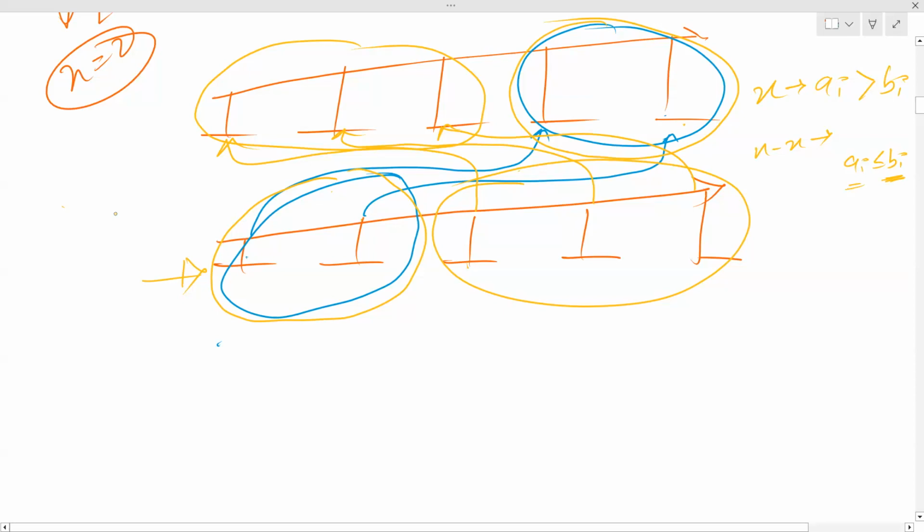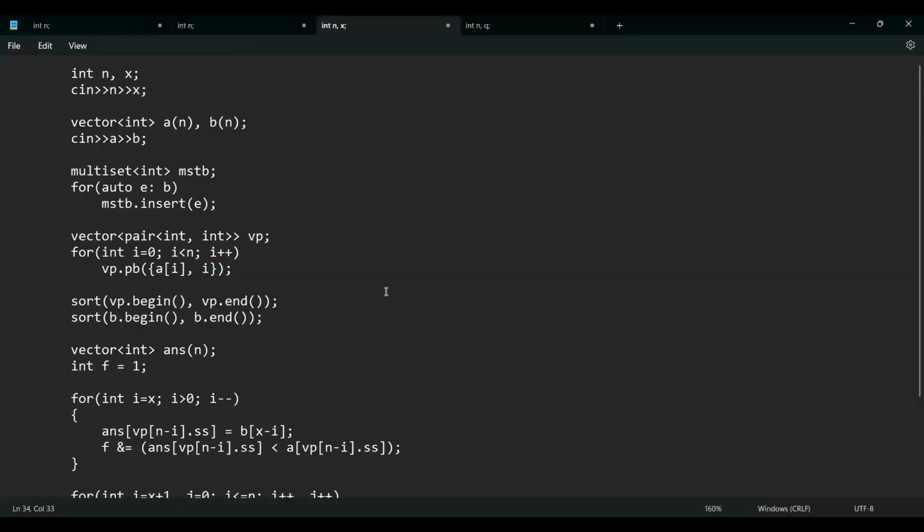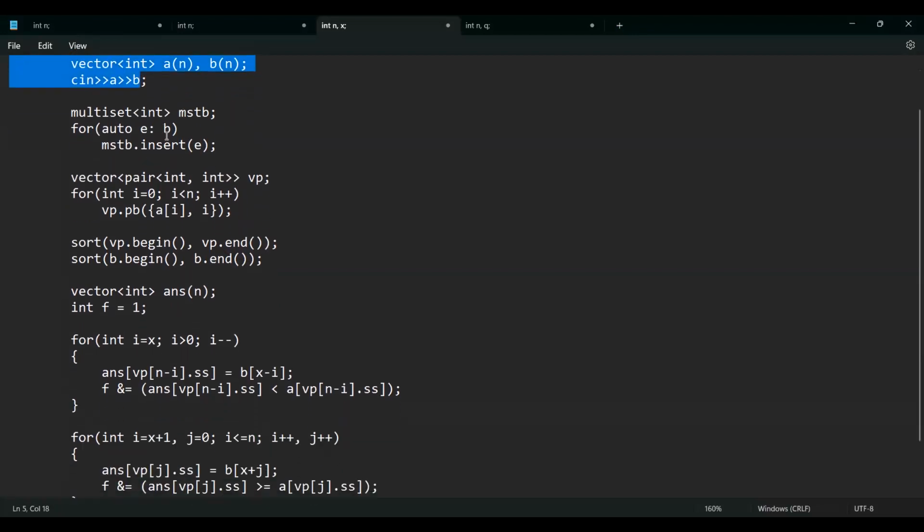Yes. Okay, so let me go through this. This is the implementation. In this, first I have taken array A and array B as input. Then I have inserted array B values into a multiset. Okay, this is not required, I don't know why I did this.